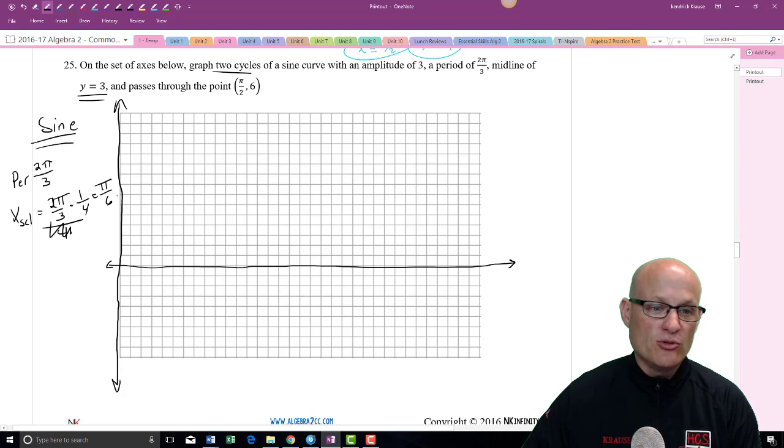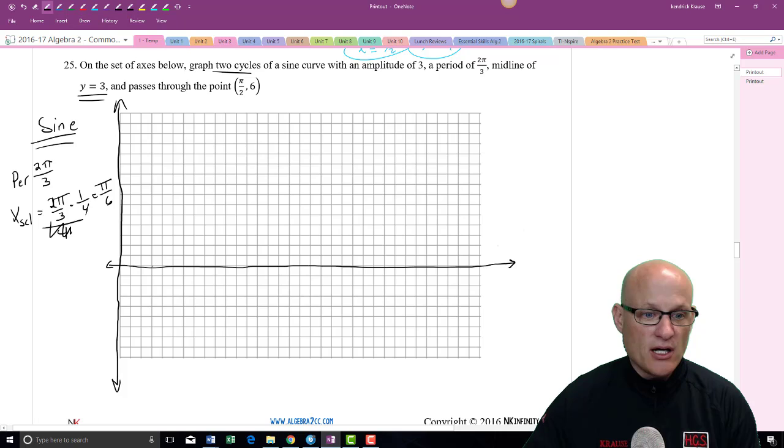Now the reason I do 4 is because I always use 4 points. I always graph 5 points. I need 4 more. And I'm going to count by pi over 6. Pi over 6. 2 pi over 6, which is pi over 3. 3 pi over 6, which is pi over 2.